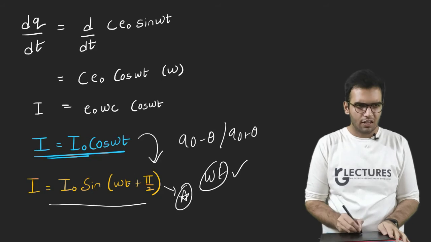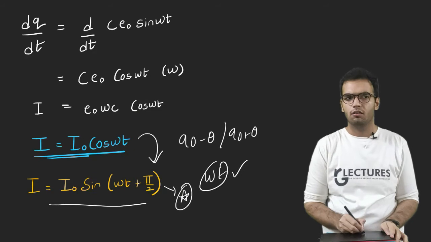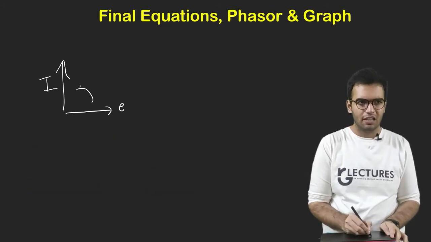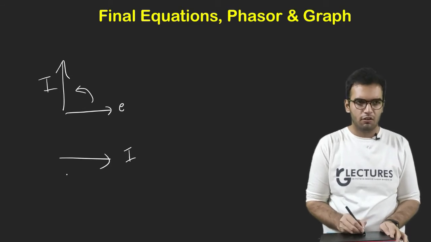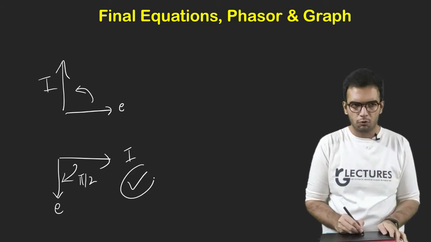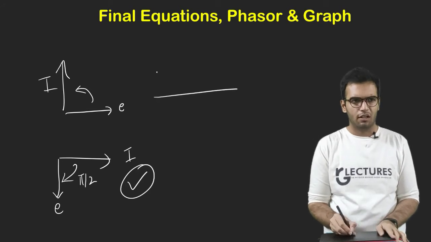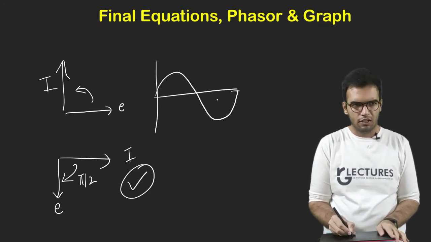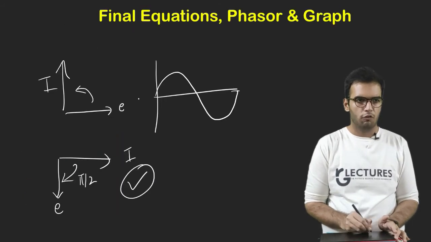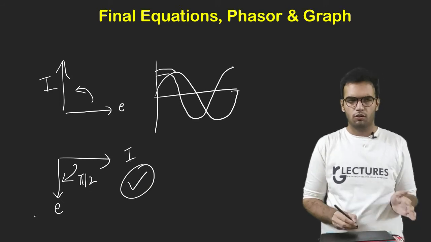Again, you can see the current leads by 90, right? My voltage was E naught sine omega t, but the current has a plus 90. So this can be the phasor where I is 90 degrees ahead. Also this can be the phasor if we want to compare it with the inductor. In books we use this because usually we compare inductor with capacitor. So this is the phasor diagram, and in the graph, my voltage will be represented by this, and my current will be represented by a simple cos starting with this point. So the magnitude will be less, and this will be a cos graph.